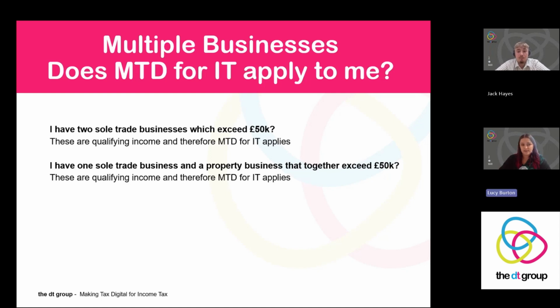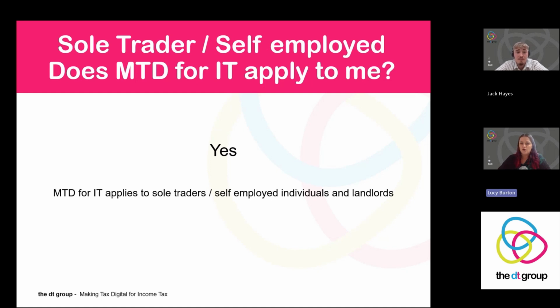I have one sole trade business and a property business that exceed 50,000. So again, both of them together exceed the 50. You therefore will have to apply for Making Tax Digital. The way it looks is it looks at you as an individual and how many businesses you are self-employed for. So that's why it will apply for both of those areas. And then put very simply, I'm a sole trader or I'm self-employed, however you want to name it, that does apply to you. So Making Tax Digital for income tax applies to sole traders, self-employed individuals and landlords.